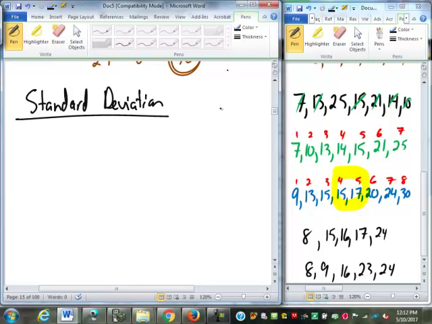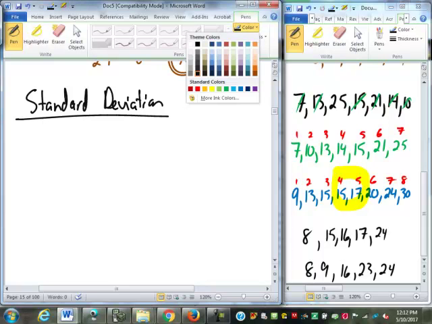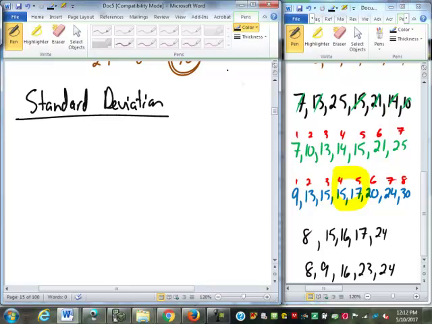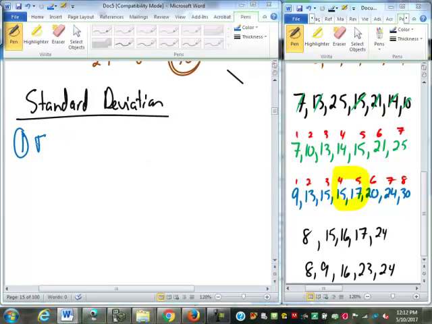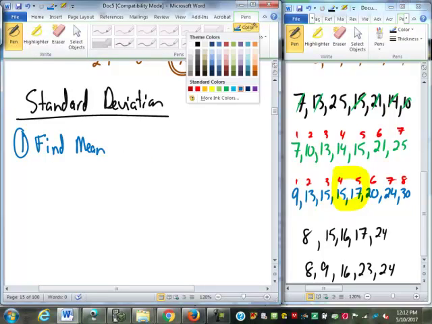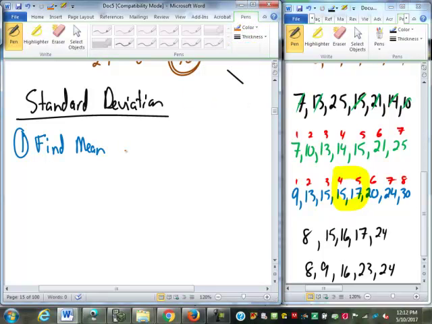So the standard deviation actually is a 6-step process, and each step has a name. So let's walk through that process. Step 1 is going to be to find the mean. So we're going to do the top data set here.